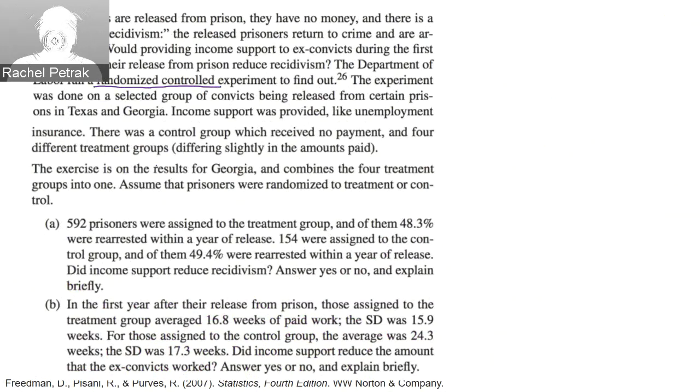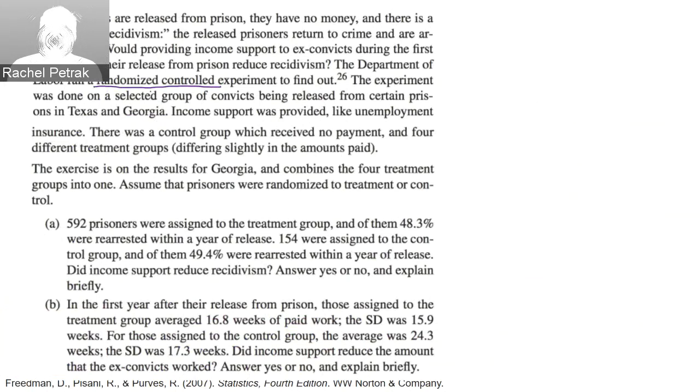The experiment was done on a selected group of convicts being released from certain prisons in Texas and Georgia. Here are our groups. Income support was provided, like unemployment insurance, and there was a control group which received no payment, and 4 different treatment groups with slightly different amounts paid. And we just look at Georgia. Oh, I mean, these aren't our groups. That's right. This one uses a slightly more complex design that they tell you about and then simplify.